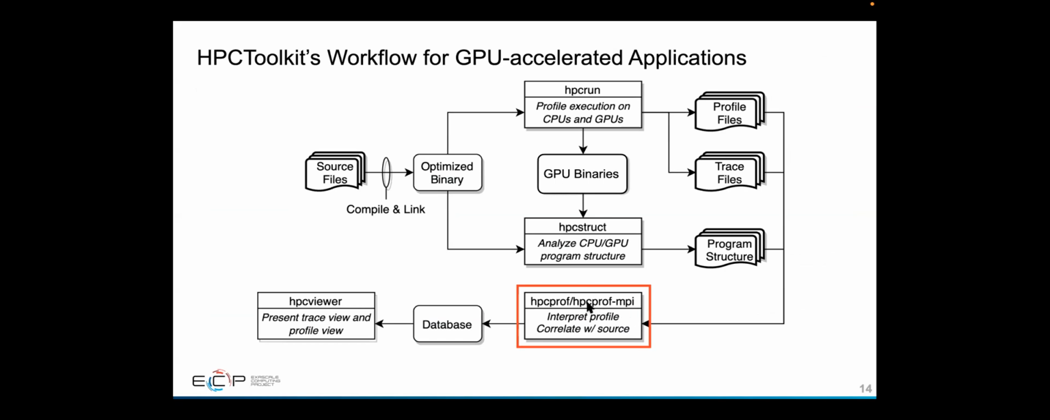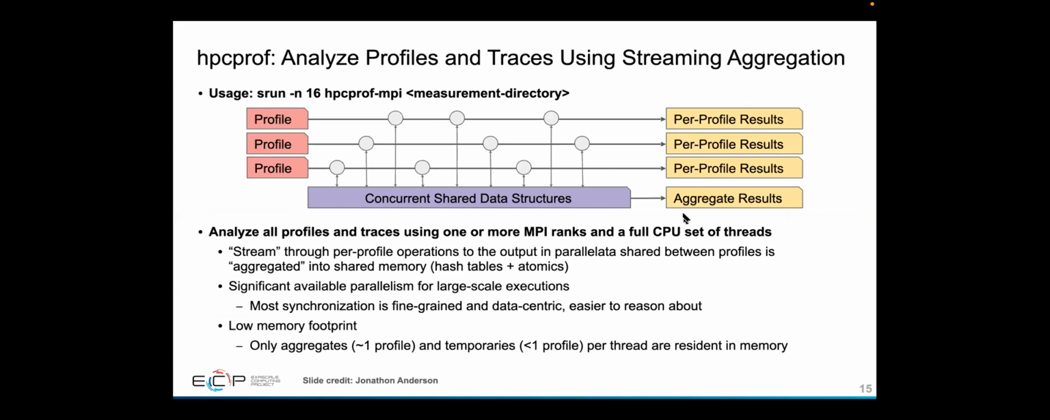So another thing that we've been working hard on is the post-processing of our performance data. And so we've been building a new version of hpcprof-mpi. And so what we're doing is we're analyzing profiles and traces using a technique that we call streaming aggregation. And so you'll invoke hpcprof-mpi on a measurement directory on however many nodes you want. And the idea is that you would run one MPI rank per node, and then we'll run lots of threads across the node. And so the novel thing is that it's both distributed-memory parallel, using MPI across nodes, and it's using a lot of threading within nodes.